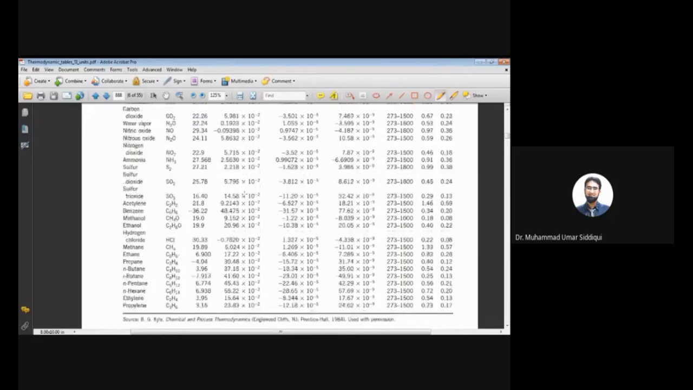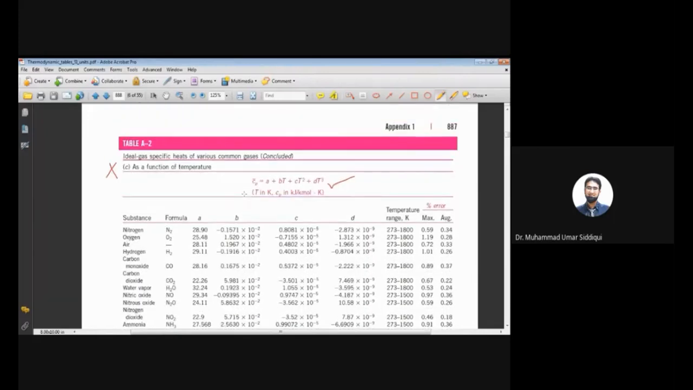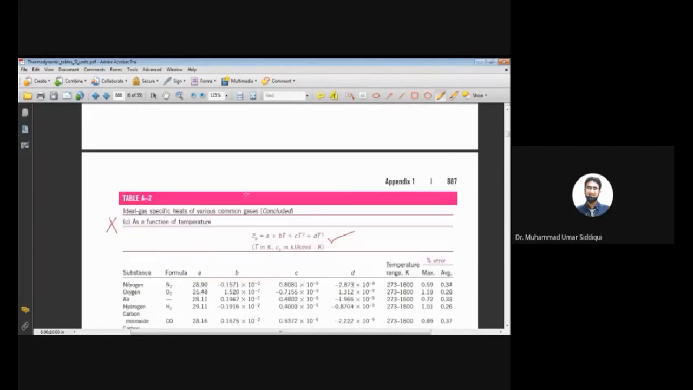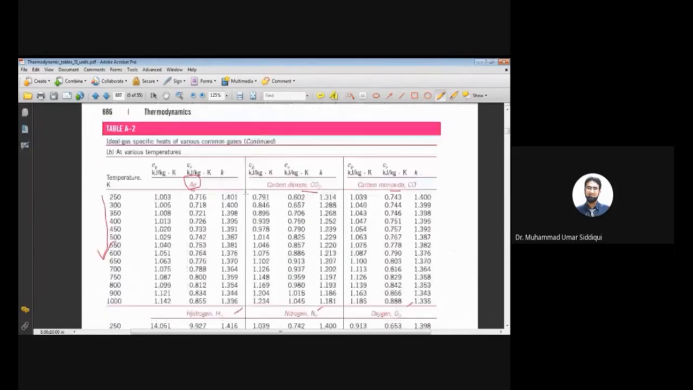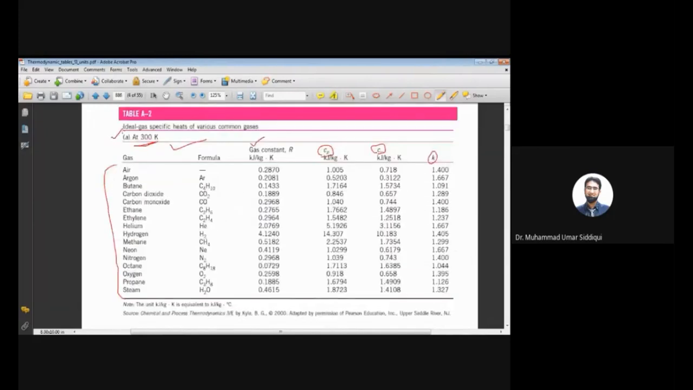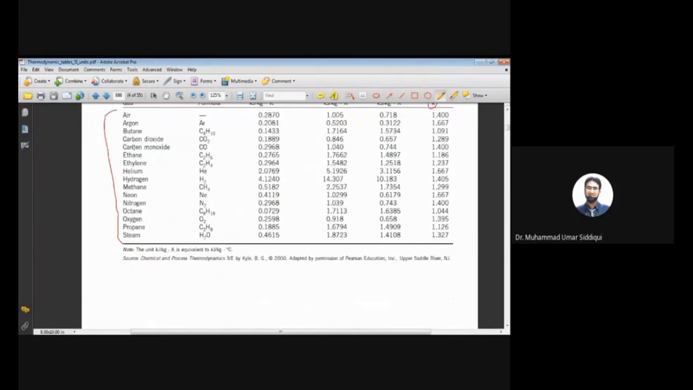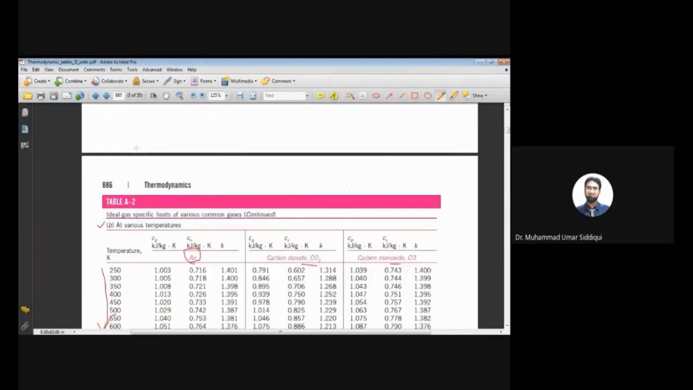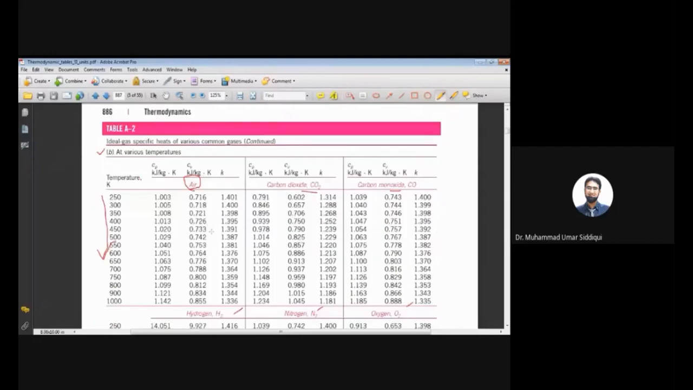So we have this table as well. But anyways, for the paper-based exam, this will not be important. So you will be using table A2B and table A2A. Table A2A is at a specific temperature, and table A2B is for varying temperature for some of the gases.